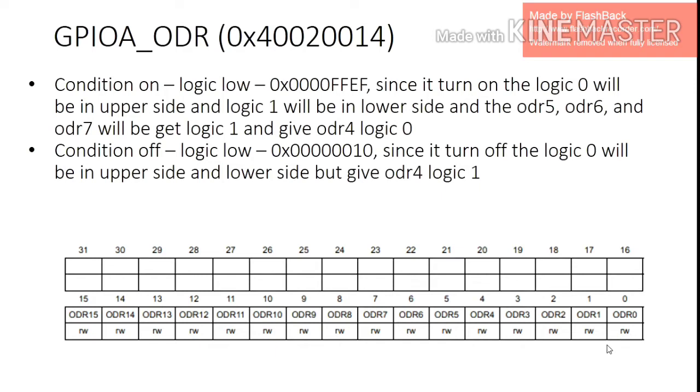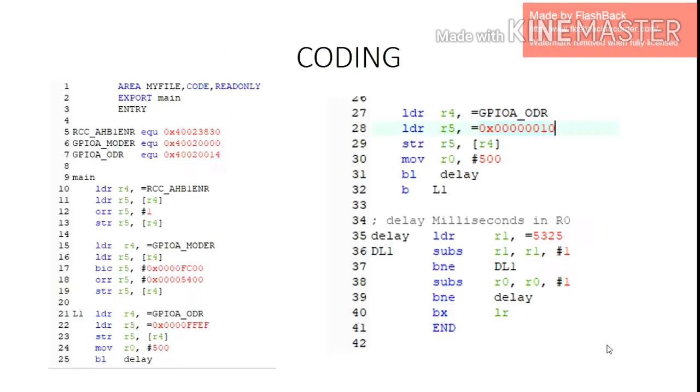40020014. So for the first condition, when LED on, since it is logic low, it will be 0x0000FFEF. Since it turned on, the logic 0 will be in upper side and logic 1 will be in lower side, and the ODR5, ODR6 and ODR7 will get logic 1 and give ODR4 logic 0. So when the condition LED off and logic low, since it turned off, the logic 0 will be in upper side and lower side, but give ODR4 logic 1. So this is the coding for blinking LED D1, D2 and D3.